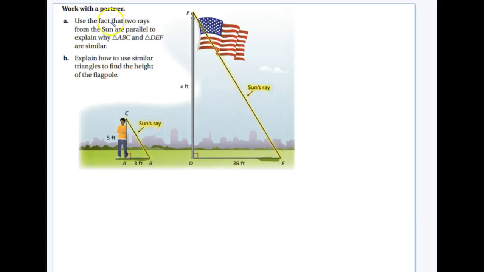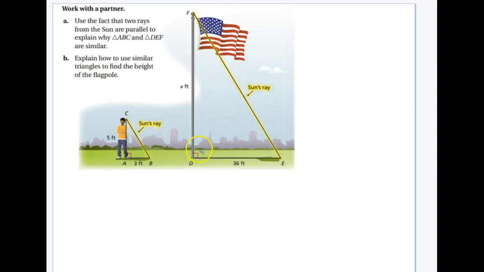Okay, here we go. You don't have to work with a partner. We're just going to look at these little pictures here. We want to see if these are similar. So we know that this boy is 5 feet and the sun is coming down this way, and here's his shadow, and there is 3 feet here. So what is the sun's ray?